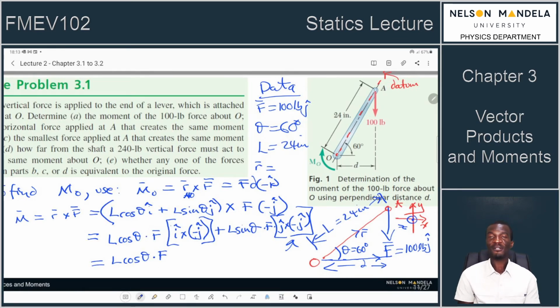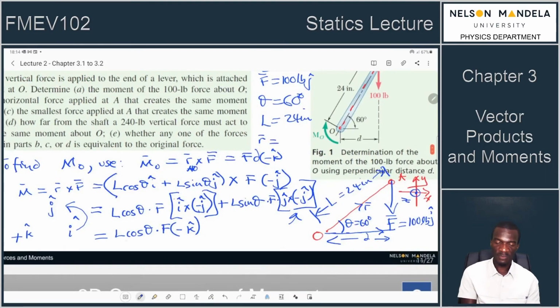What is I cross minus J? So we come to our system of interpreting the I, J, K components of a force. What do we want? I cross J. If I cross J and if both are positive, we should get a positive K. So this negative is what will create a negative K. So this now means we've got an L cos theta multiplied by the F, and the sense has been derived from vector product calculations.